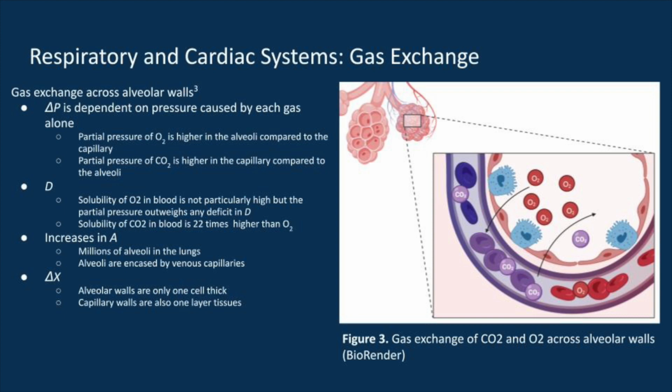The alveoli are plentiful in the lungs, so there is an increase in surface area, and alveoli are encased by plenty of venous capillaries, which also increases the surface area maximized for gas exchange. The membrane thickness is also reduced in the alveoli because alveolar walls are only one cell thick and capillary walls are also one cell layer tissues.